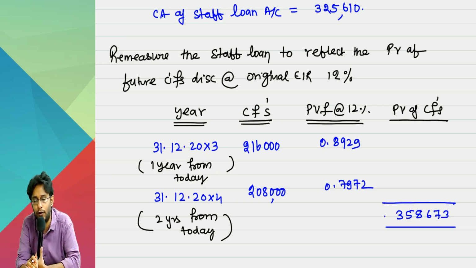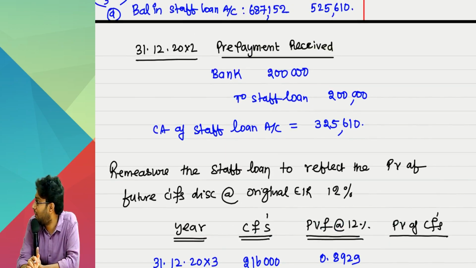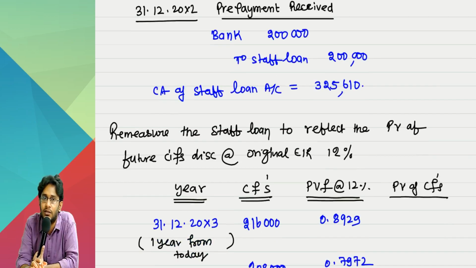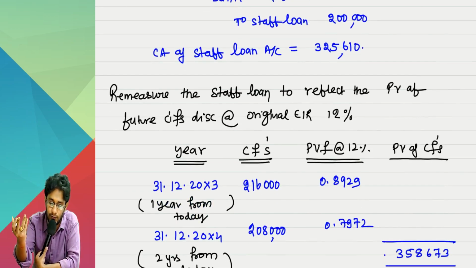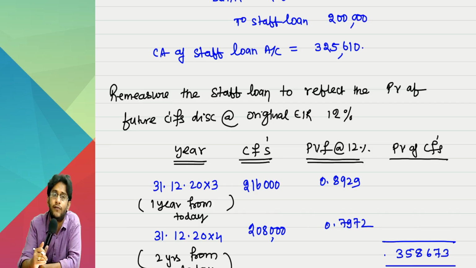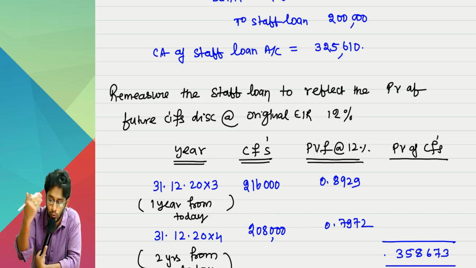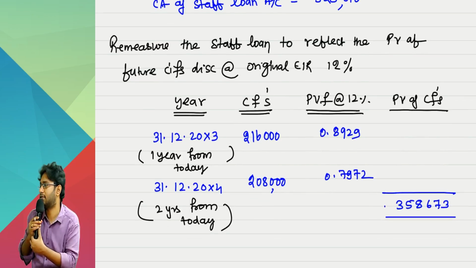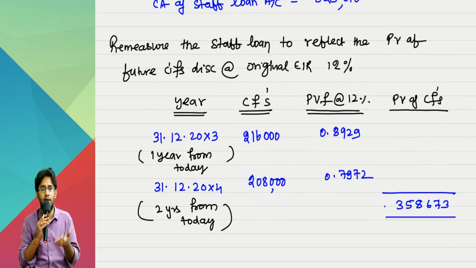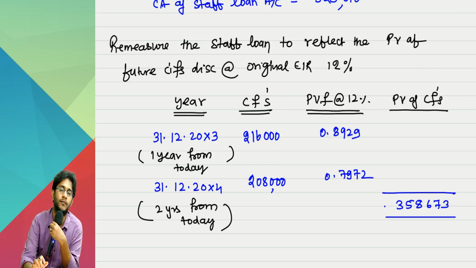So in my staff loan account today, how much balance is there? 325,610 is there, but 325,610 is not representing the present value of my revised future cash flows. Therefore, I have to restate the staff loan account from 325,610 to 358,673. Do I have to increase or decrease? Increase.